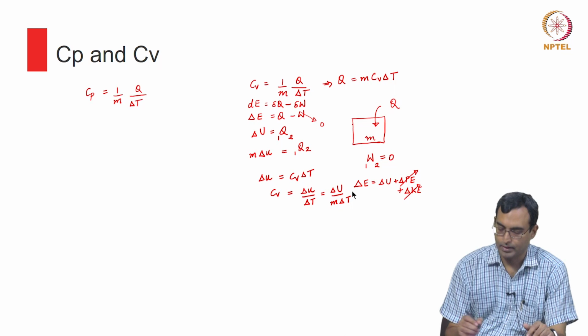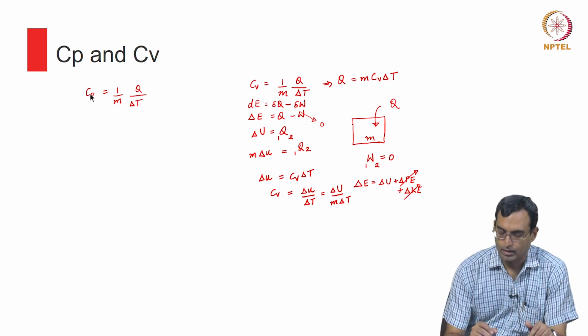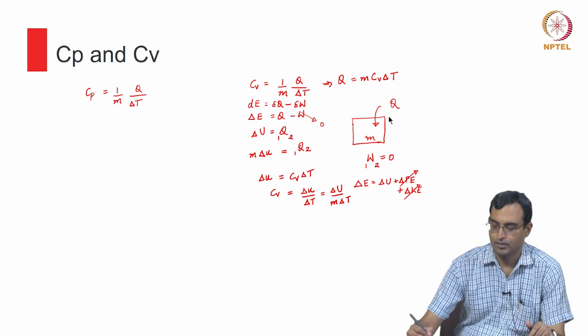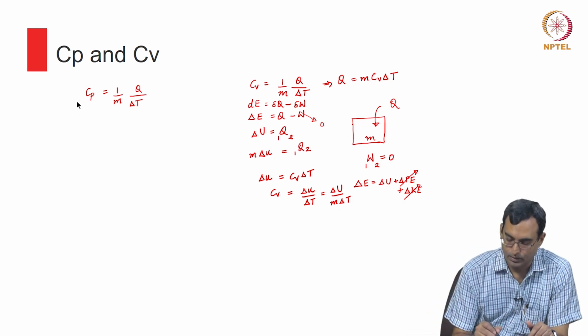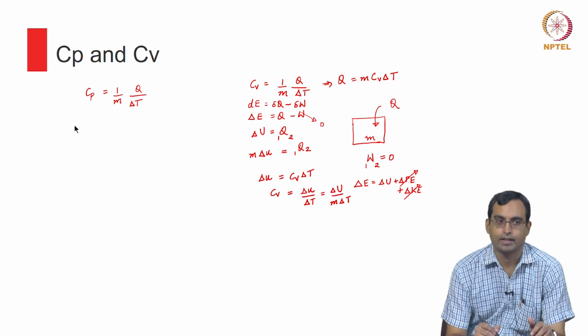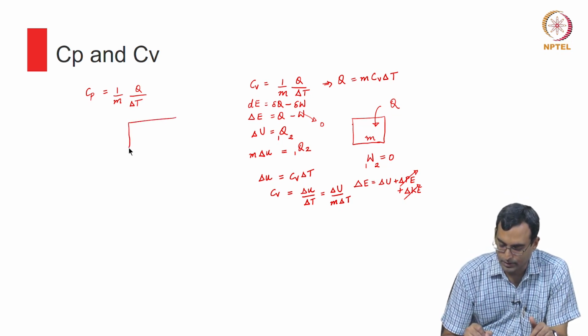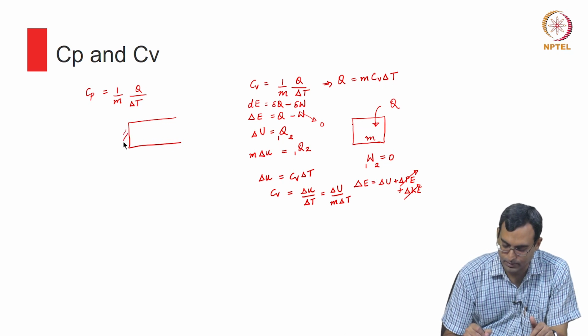If I was to do a similar exercise over here, we are looking at a constant volume process. So we are looking at a rigid box. For Cp, we are looking at specific heat at constant pressure. So we will need to look at a constant pressure process. So we can look at, for example, a piston cylinder arrangement. It is not insulated. I have some heat transferred.